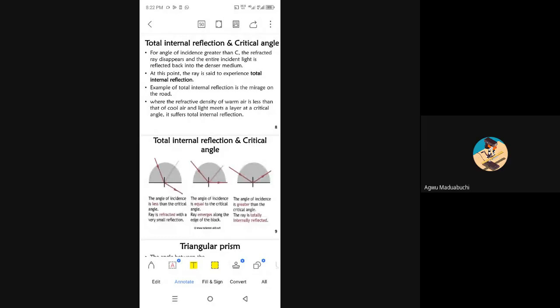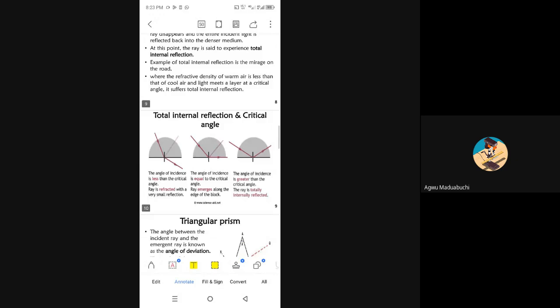Total internal reflection and critical angle. For an angle of incidence greater than C, the refracted ray disappears and the entire incident light is reflected back into the denser medium. At this point, the ray is said to experience total internal reflection. An example of total internal reflection is the mirage on the road, where the refractive index of hot air is less than that of cold air, and light meets a layer at the critical angle. It suffers total internal reflection.